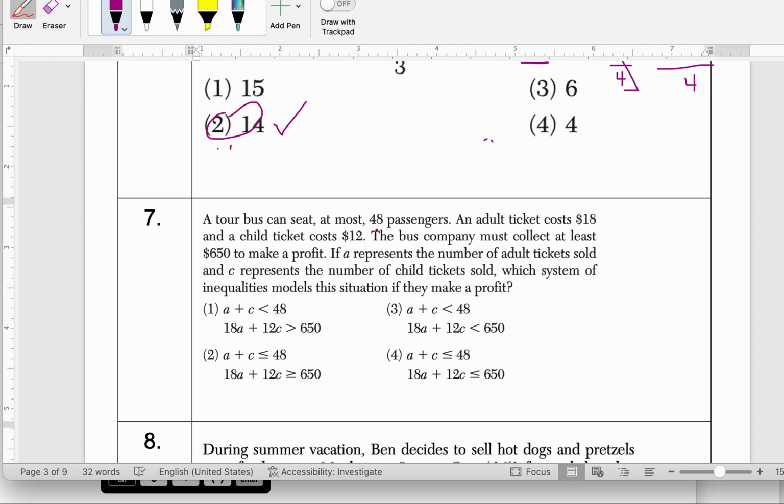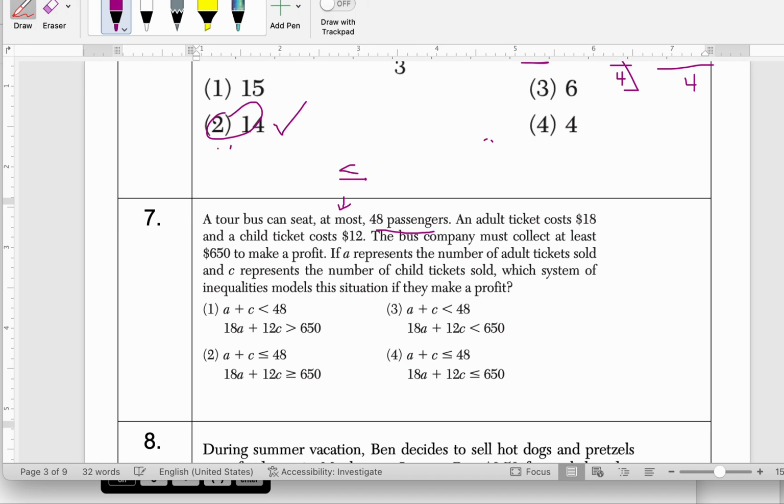So there's 48 seats altogether. It could seat at most 48 passengers, right? At most. I love this is a clue word. At most means it has to be either less than or equal to. Okay?